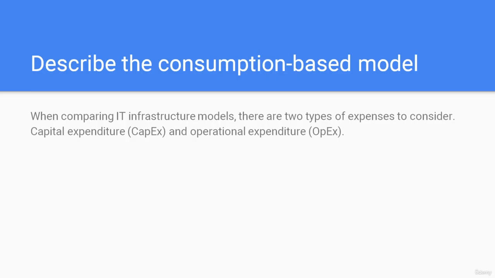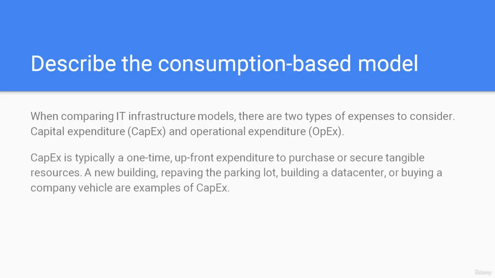So when comparing IT infrastructure models, there are two types of expenses to consider: capital expenditure, CapEx, and operational expenditure, OpEx. CapEx is typically a one-time, upfront expenditure to purchase or secure tangible resources. A new building, repaving the parking lot, building a data center, or buying a company vehicle are examples of CapEx.